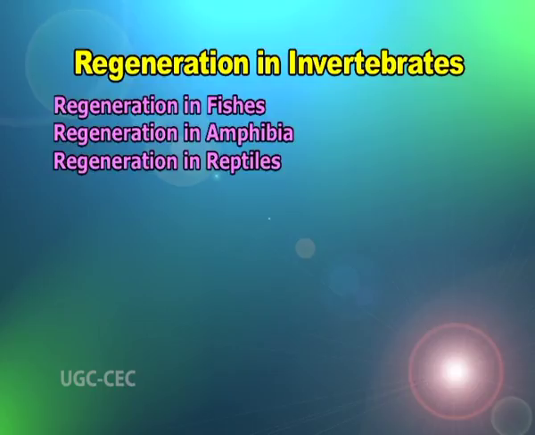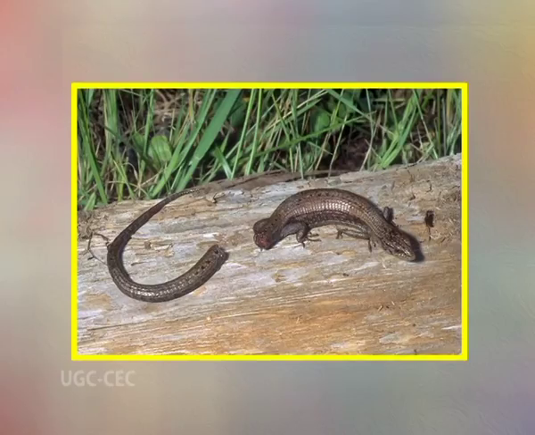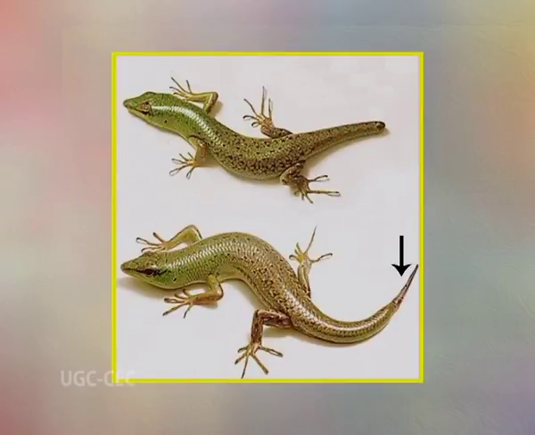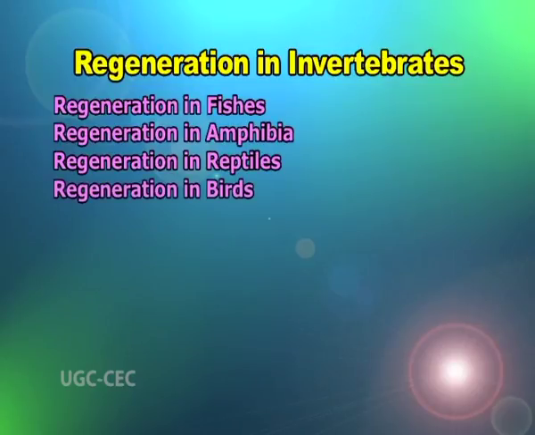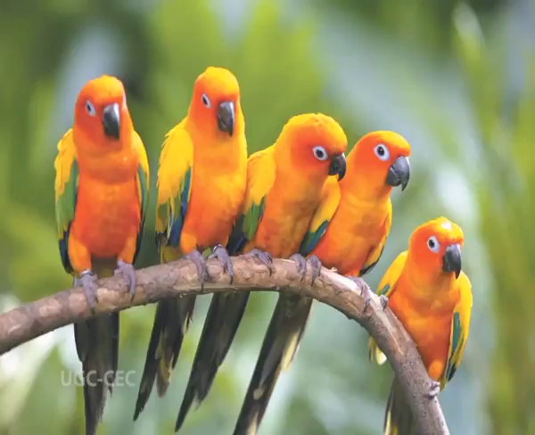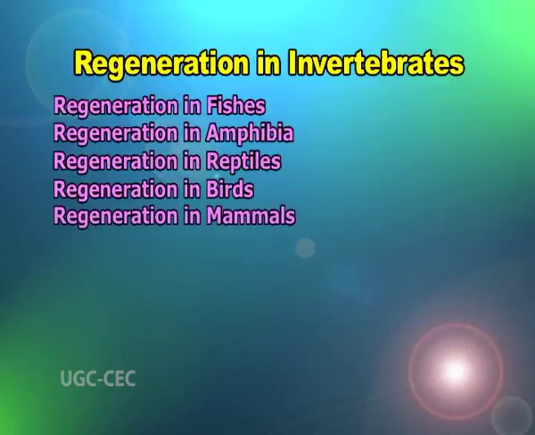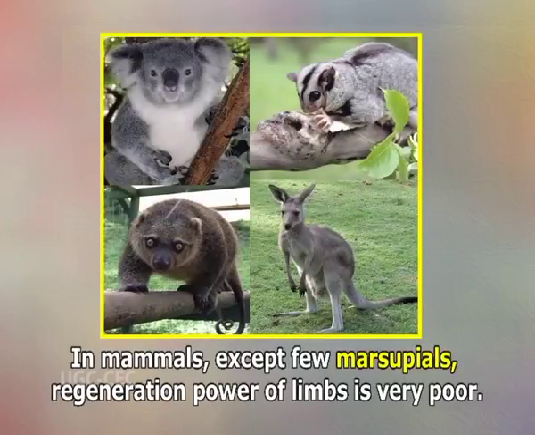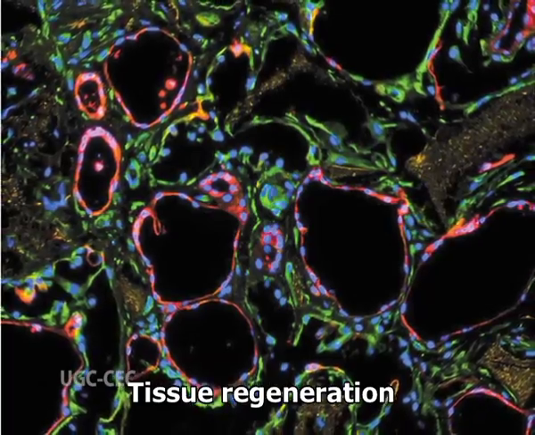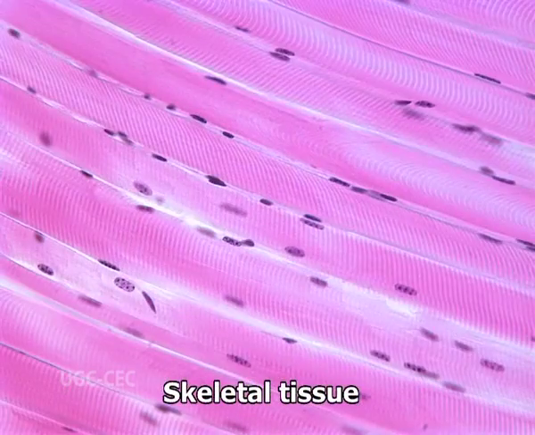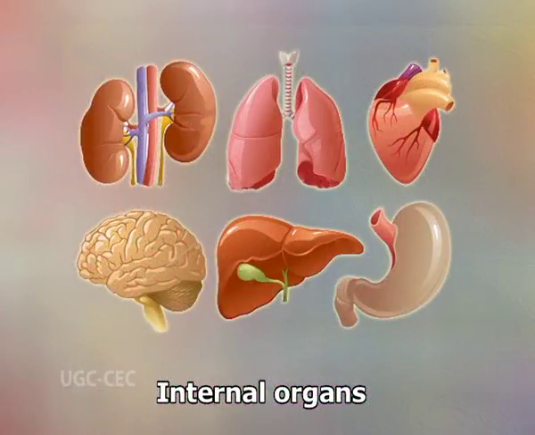Regeneration in reptiles. When tails of reptiles like lizards are broken off, a new tail regenerates which differs from the original one because of simplified vertebral column and scales of a different type. Regeneration in birds. In birds, regenerative ability is rather poor and only the beak can be regenerated. Regeneration in mammals. In mammals, except few marsupials, regeneration power of limbs is very poor. Tissue regeneration is equivalent to wound healing. Skeletal tissue, tissues of liver and some other internal organs are able to proliferate to a very great extent.